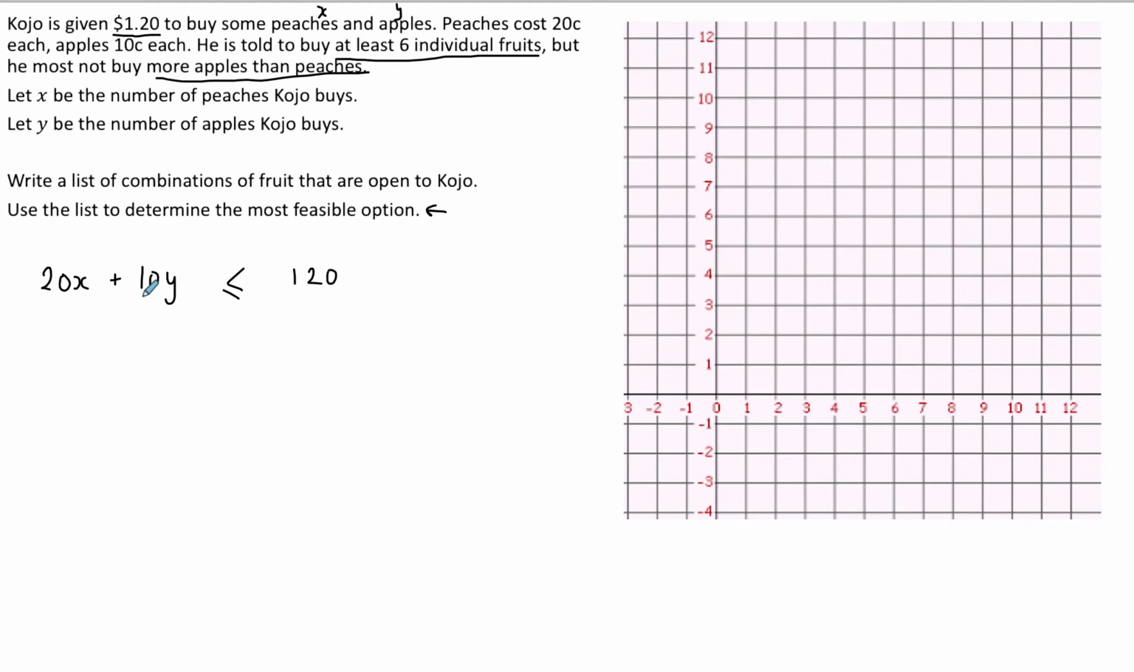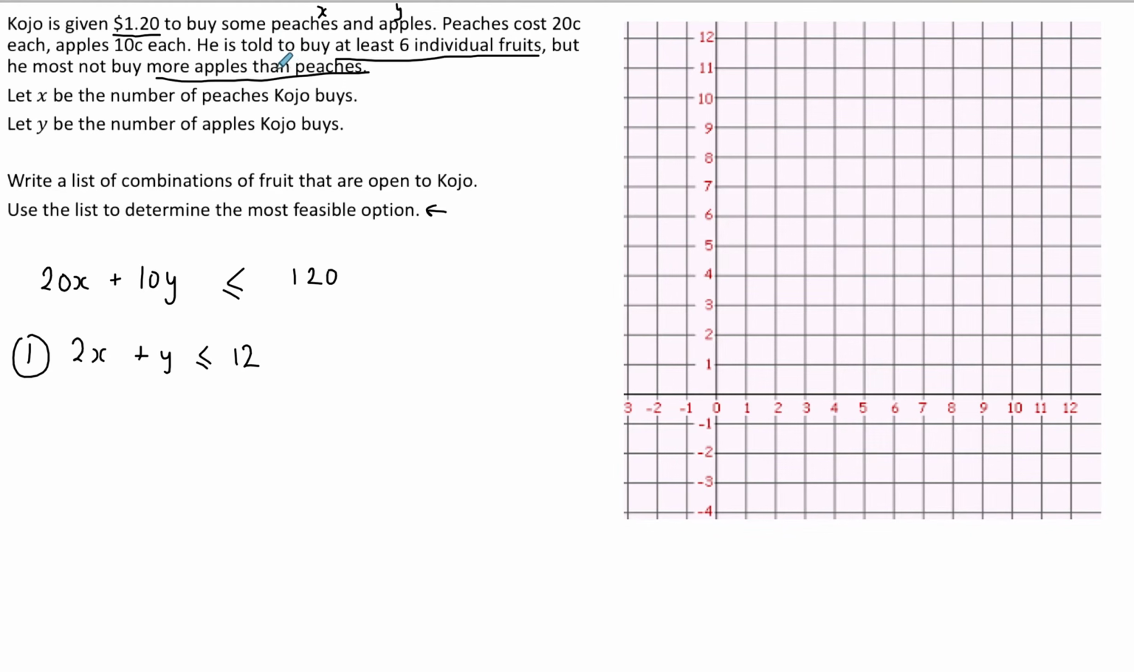With linear programming, just try to make sure that you simplify the inequalities as much as possible. So if I simplify this, if I divide by 10 everywhere, I get 2x plus y is less than or equal to 12. So this is my first inequality.